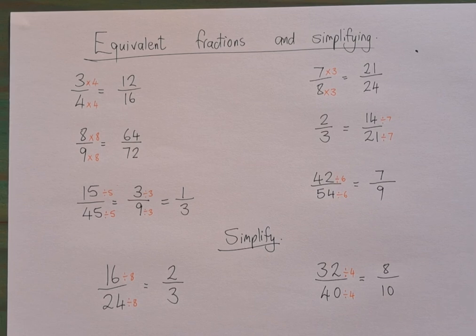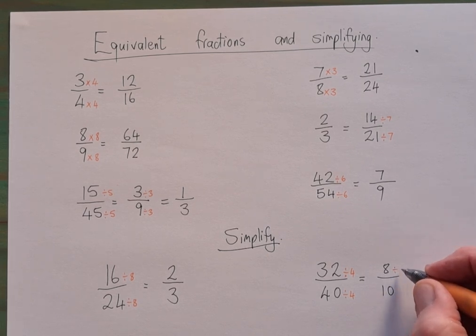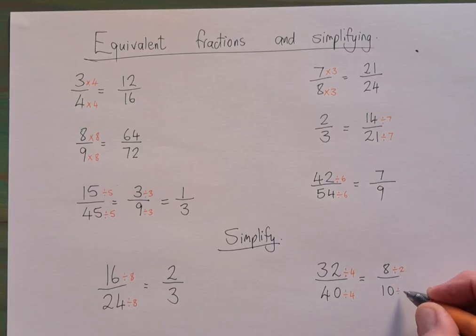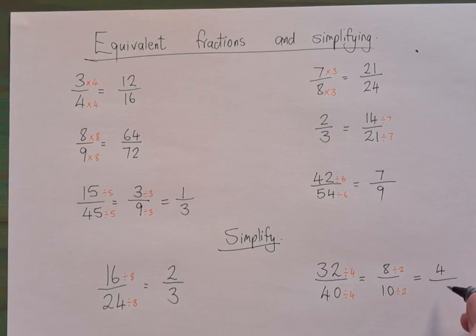And it's going to jump out at you that they're both even, and so therefore they can both be divided by 2 again. And so 8 divided by 2 is 4, and 10 divided by 2 is 5. I'm going to ask myself the question again, do these belong to the same times table? No, so that is my final answer. I can't break it down any further.